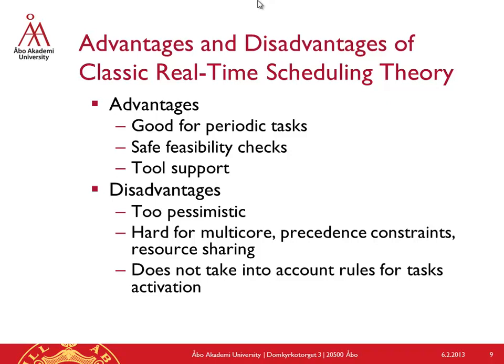But disadvantages still remain. The first one is that it's too pessimistic. So even if a task is sporadic, we have to treat it as periodic. It's not very easy to work with multi-core because these techniques like rate monotonic, EDF, and so on are good for single core. But with multi-core, it's not that easy to estimate how it would behave. The precedence constraints: one task instance should be executed after another, and vice versa. This might also be very complicated, and if these constraints are complicated, it's hard to check if they are met or not. And resource sharing, of course. If the protocol for resource sharing is not obvious, or the number of these resources is large, then it's a big problem for classic theory.